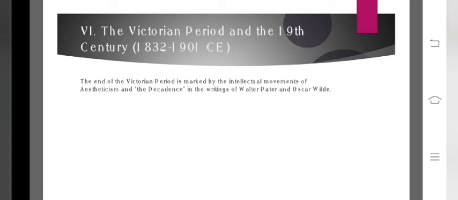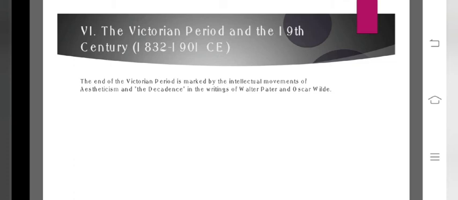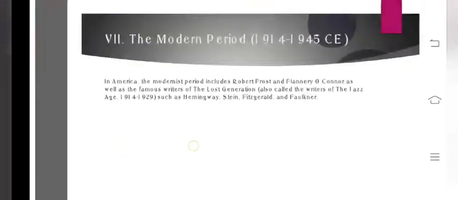1832 until 1901 CE. The end of the Victorian period is marked by the intellectual movements of aestheticism and decadence in the writing of Walter Pater and Oscar Wilde.